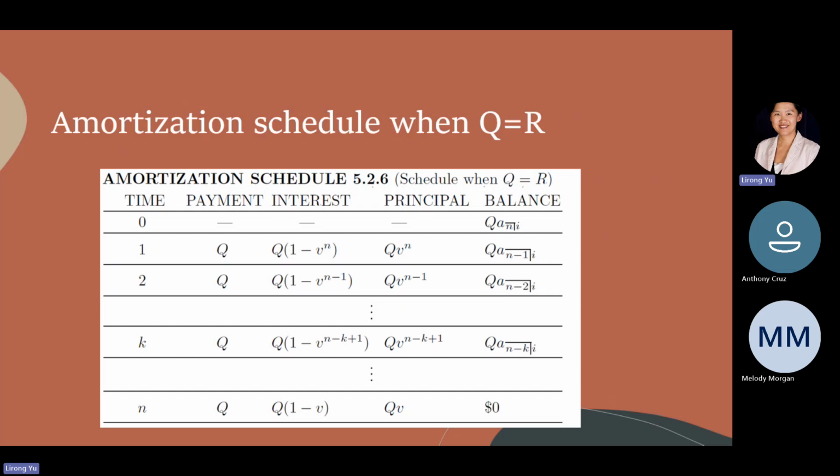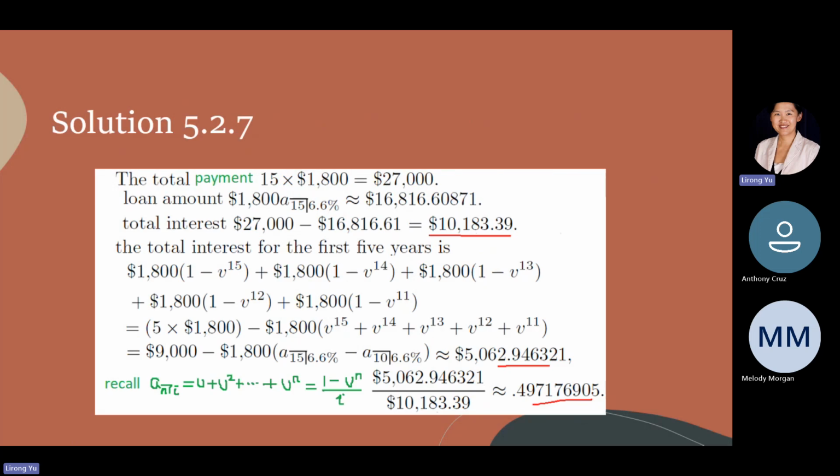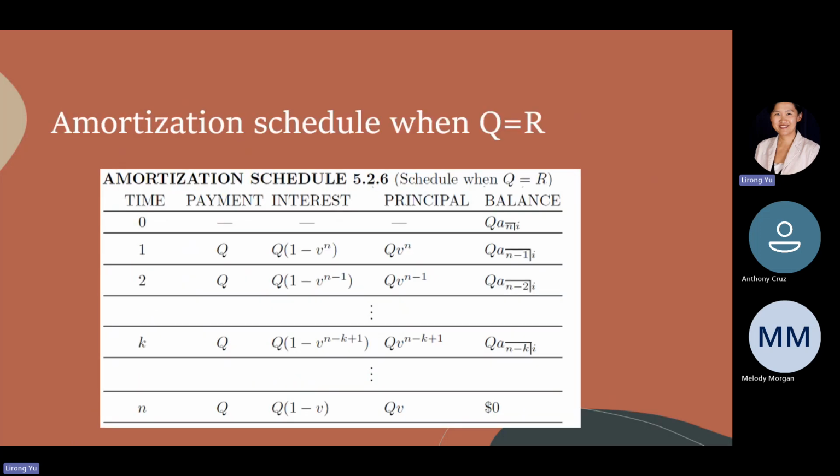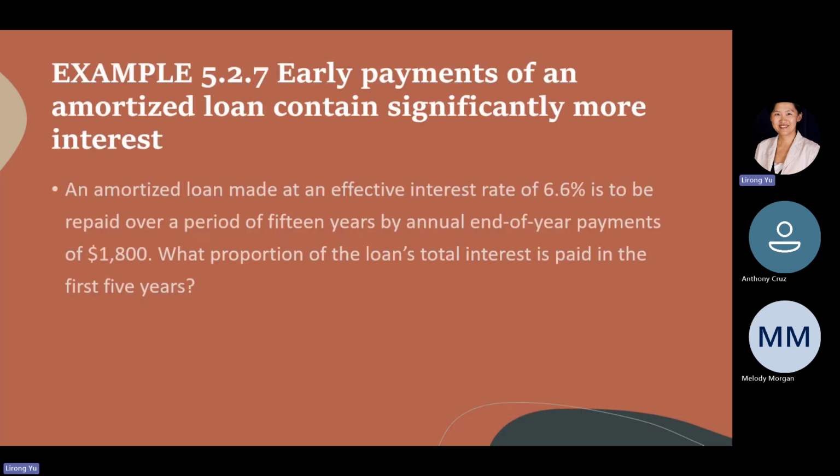So you take your payment column minus the interest column. There's your principal column. So now you can see the principal column also has a very standard form. Whenever Q equals R, the amortization table becomes a lot more consistent, a lot more formularized, and it's kind of easy to remember this formula compared to the last formula when Q is not equal to R. So that's going to be our tool or formula when we try to work out this example.